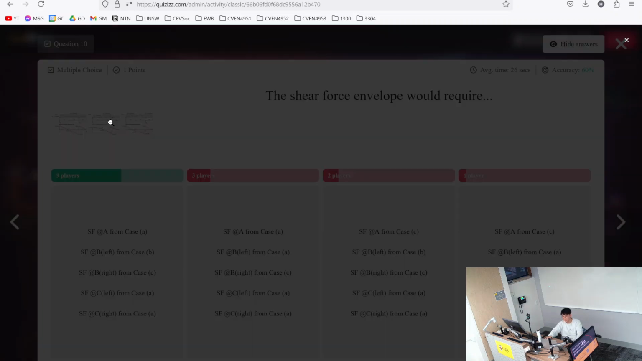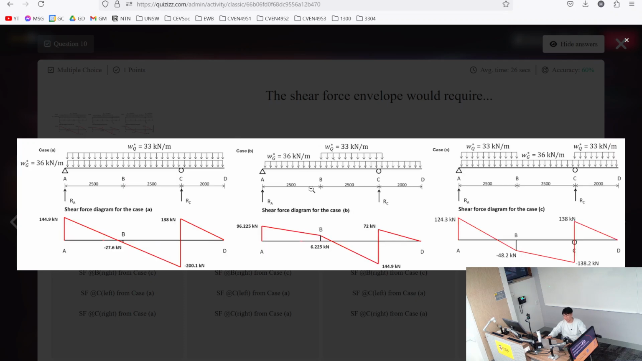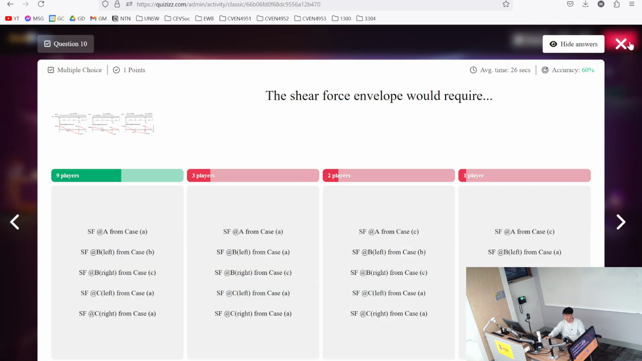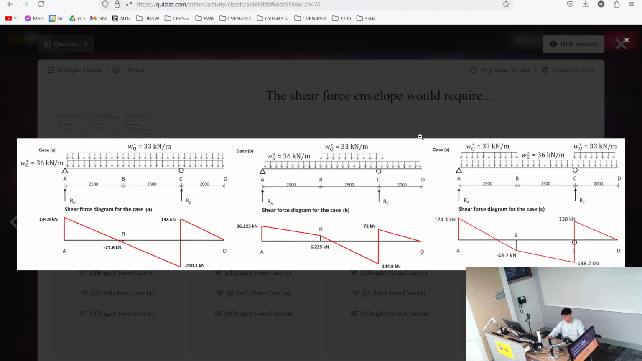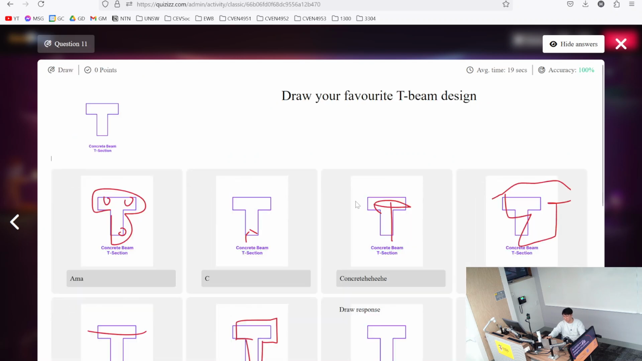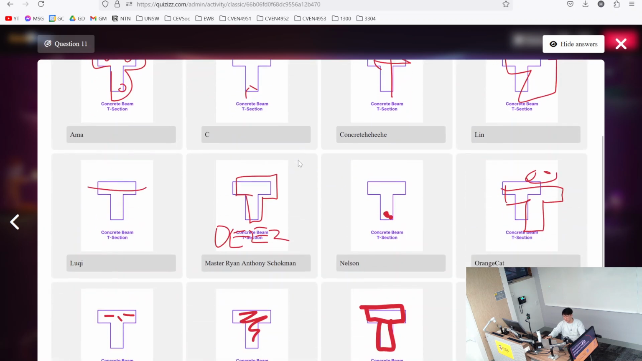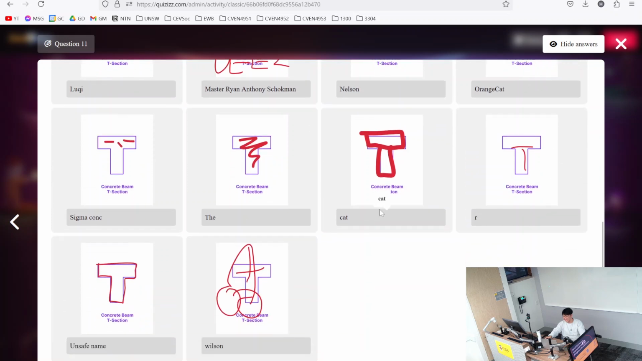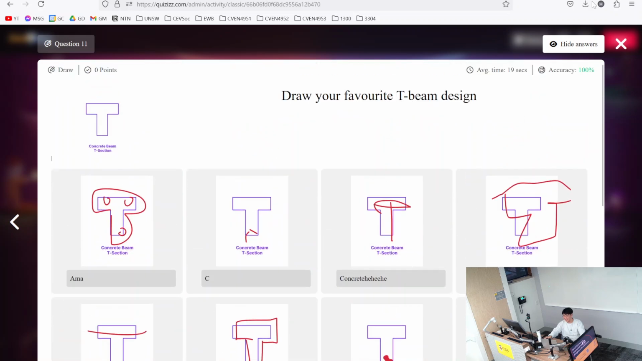The shear force envelope, which is good, we talked about this today. This is like the case that we analyzed, basically. It's going to be governed by case A at the supports, right? But in the middle, it's going to be governed by case B and C, essentially. And here's what we've drawn. Okay, awesome.